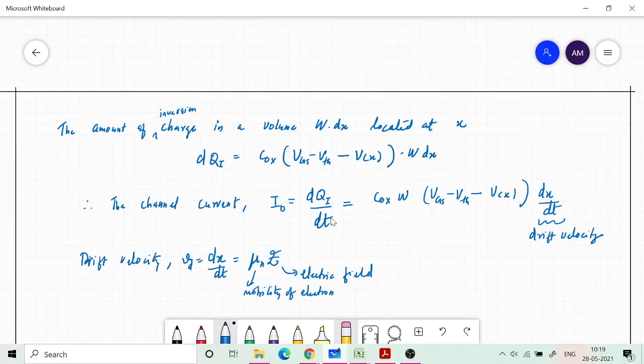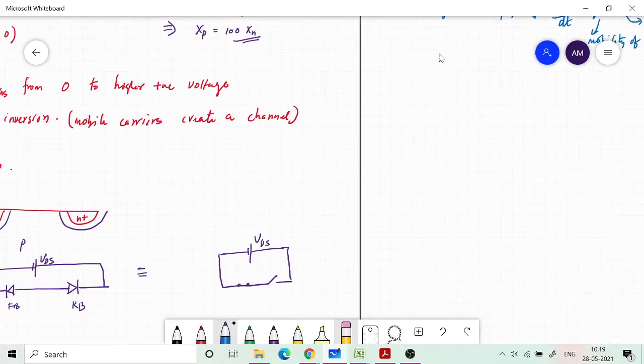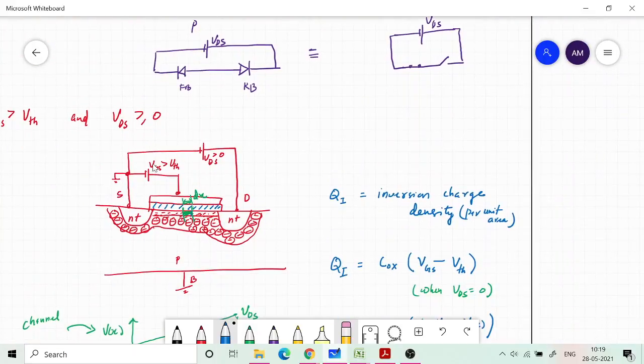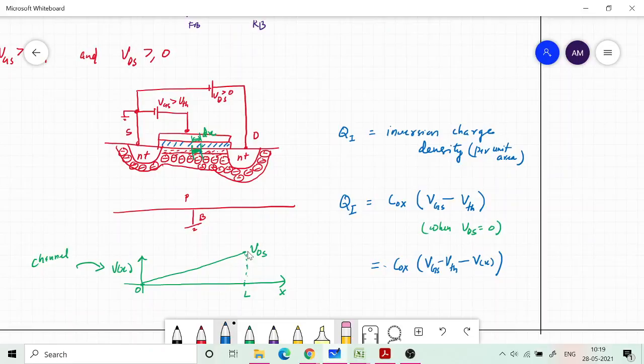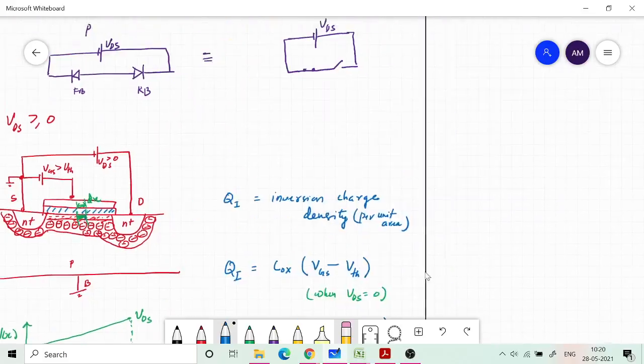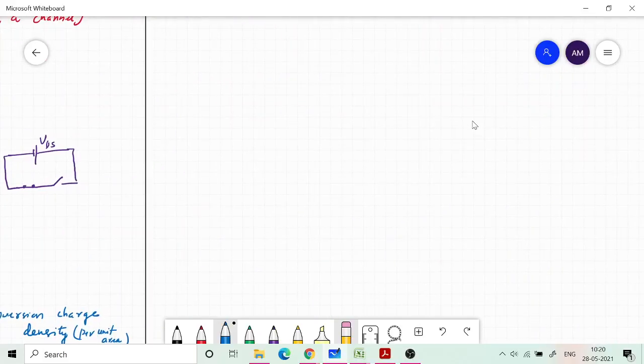So what is this electric field? How much is the electric field going to be? The electric field is basically the slope of the potential variation. Earlier I drew the channel potential. It is varying, and I have approximated it with a linear line from left to right. It is increasing like this. So the electric field is basically the slope of this, or minus dV by dx is what we call the electric field. So I can write it in that manner.